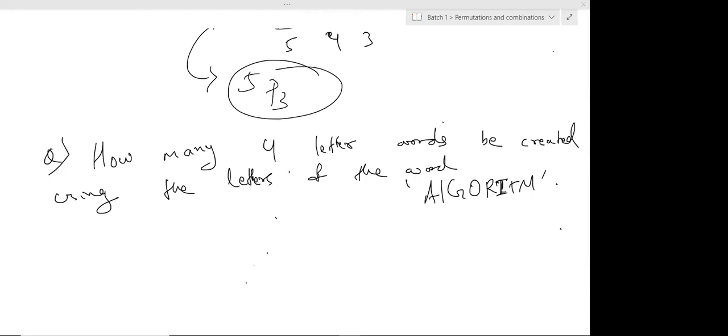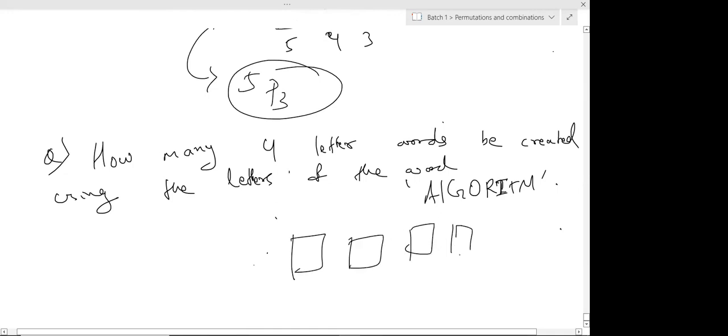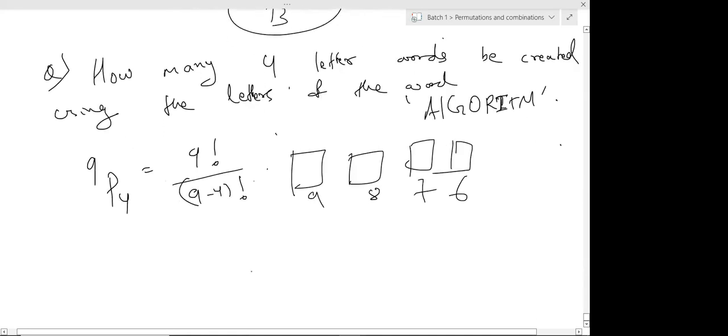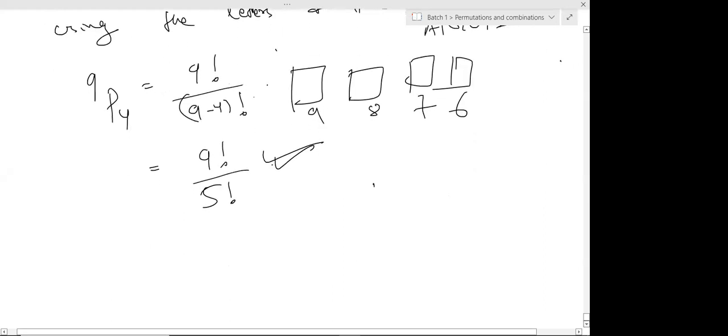Yes, the answer is 9P4. Right. 9 letters in total, 4 spaces, 9, 8, 7, 6, or directly we can write 9P4. That is 9 factorial upon 9 minus 4 factorial. And this is 9 factorial upon 5 factorial. Simplify this also. Don't just leave this. All right. Next part.